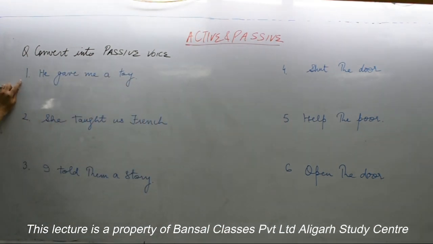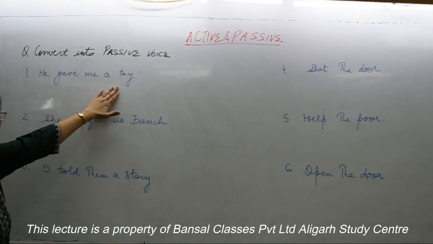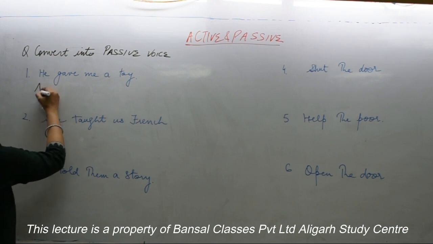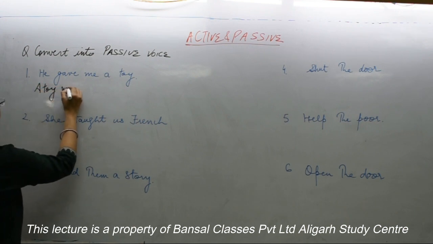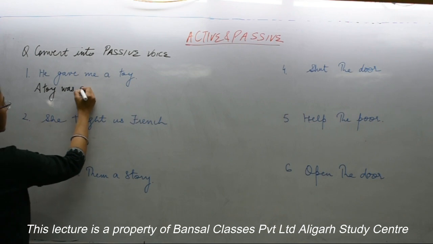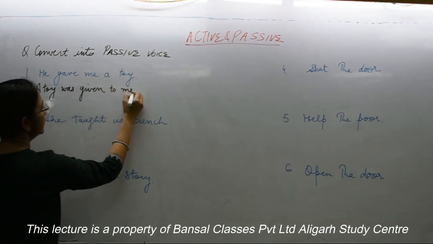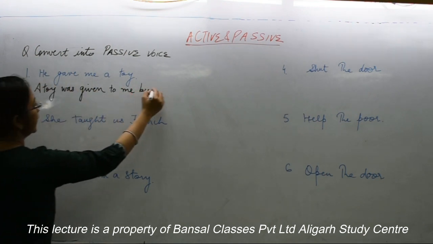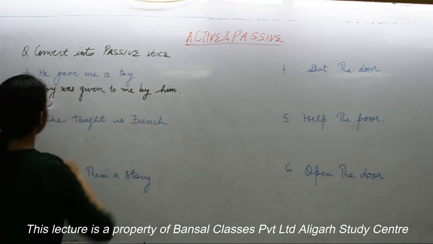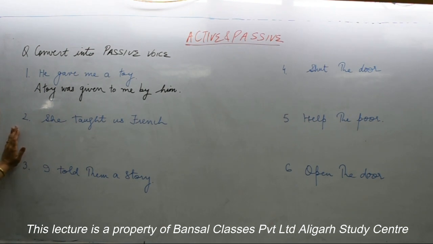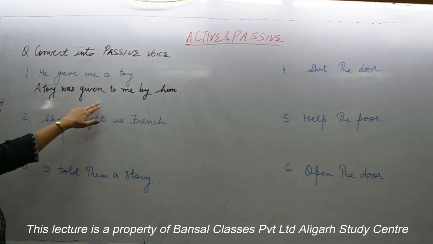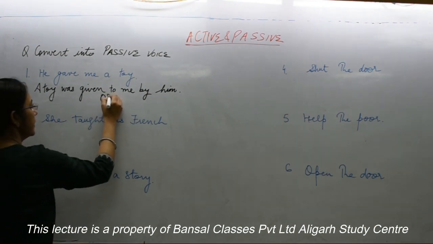Like, he gave me a toy. These are active sentences. We have to convert them into passive ones. Now, he gave me a toy. So first, we will start with a toy. A toy gets converted into was given to me by him. And there is another way of doing this as well.